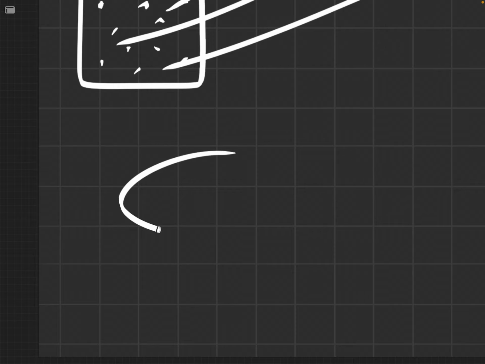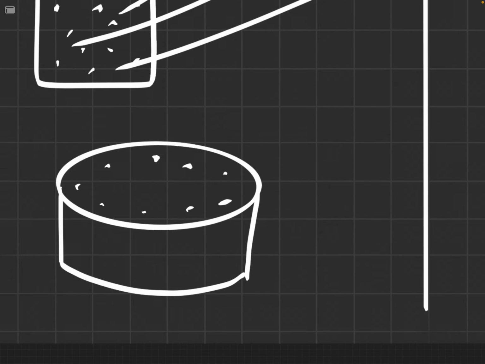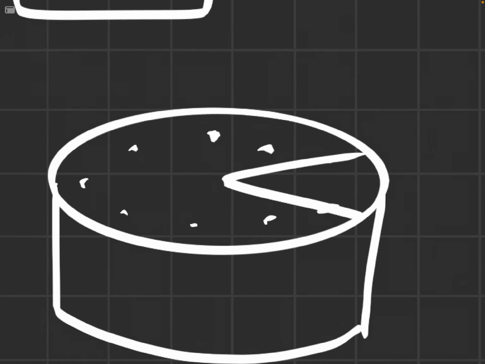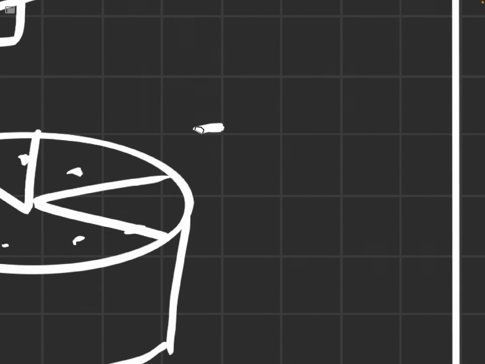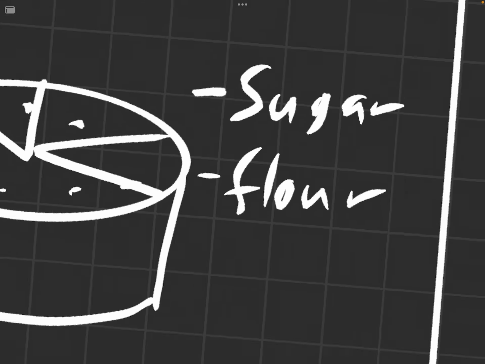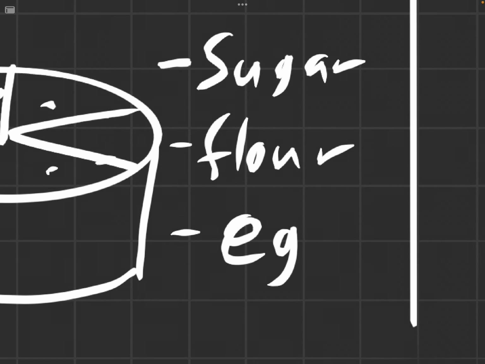Another example of this might be a cake. Assuming that you did a very good job mixing the cake mix before you put the cake in the oven, if I take a slice of cake from here, or maybe a slice of cake from here, each slice of cake is going to have sort of the same amount of sugar, the same amount of flour, the same amount of eggs.